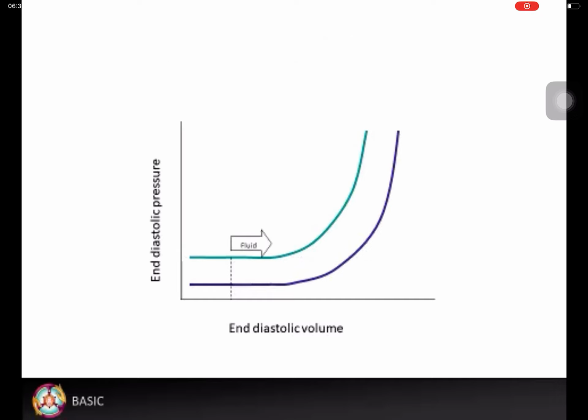As the compliance is usually unknown and may vary with time in the same patient, a single reading of CVP is of limited use. By assessing the response to fluid, it is possible to get a better idea of end diastolic volume and hence preload. If there's little change in CVP following a fluid bolus, the end diastolic volume is likely to be low. If there's a big change, the volume is probably high.